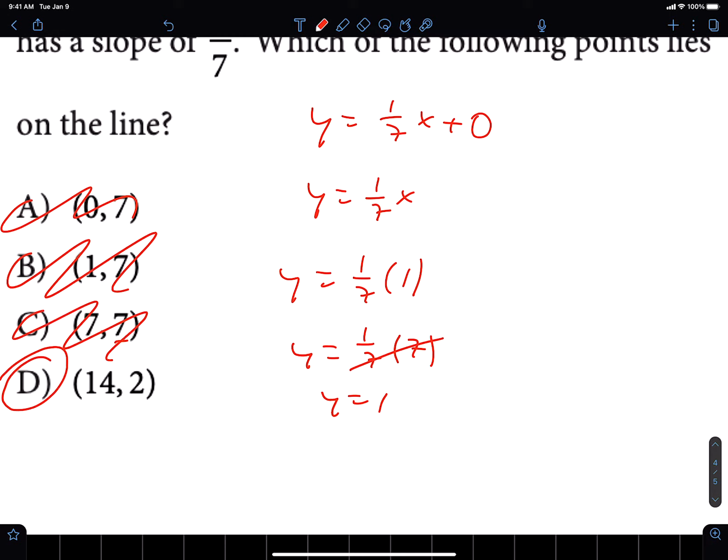And we can verify that by plugging it in, right? If we do y equals 14, plug in 14 for x, times 1/7, well, 14 divided by 7 is just 2. So y is going to equal 2, which matches up perfectly. Remember, this is x comma y.